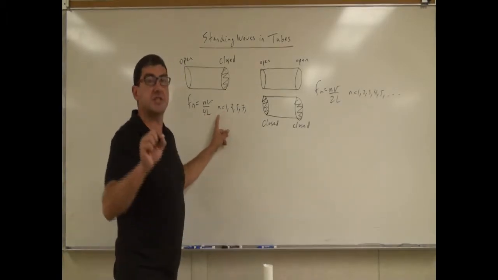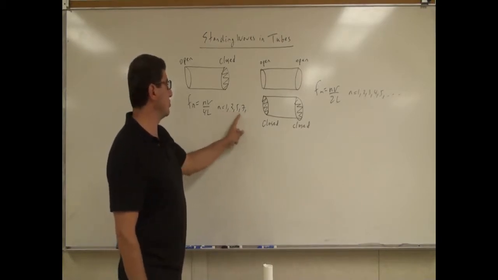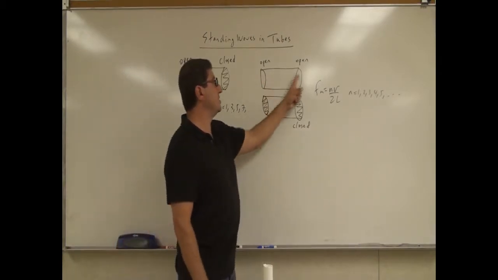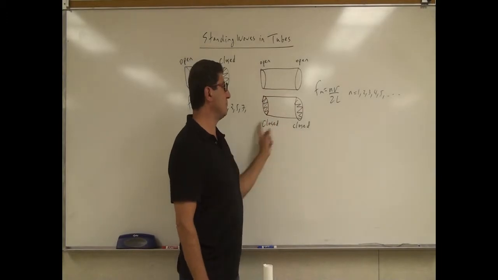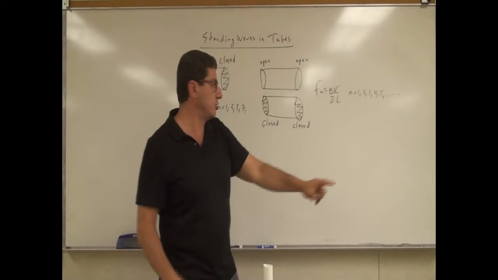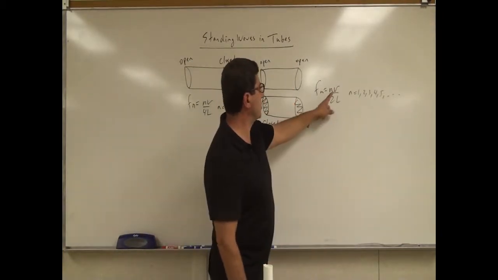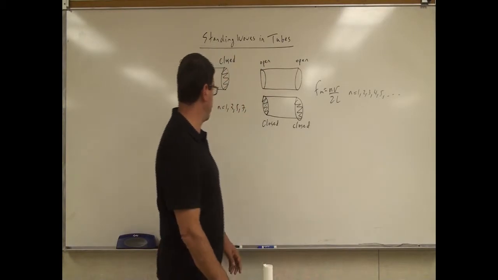So you only have odd numbered harmonics. n is 1, 3, 5, 7. And if the tube is open at both ends, then the equation is different. You have all harmonics available to you. n is 1, 2, 3, 4, 5. And you can see that the equation is nv/2L.